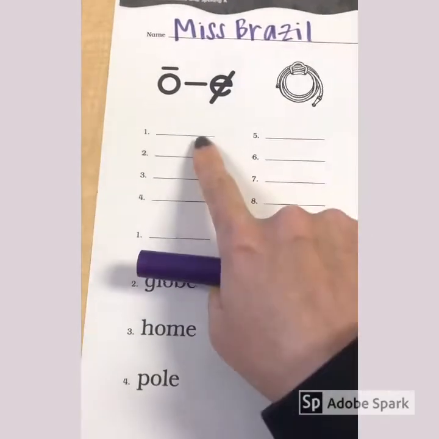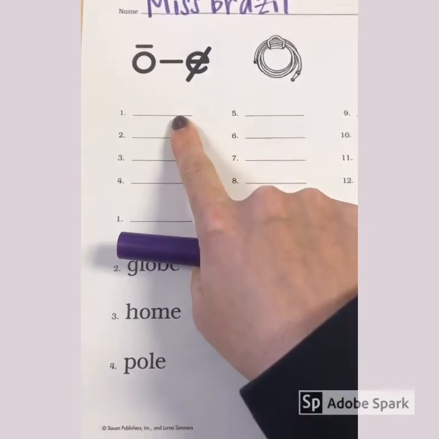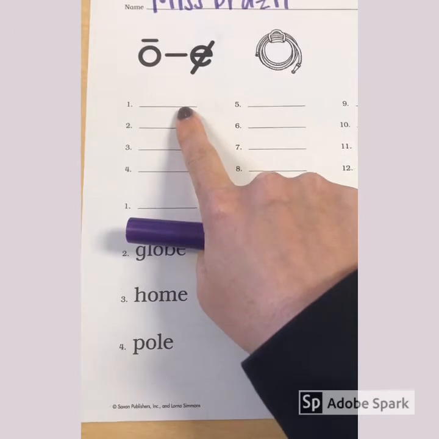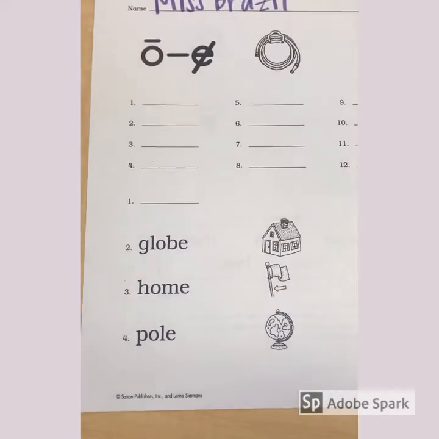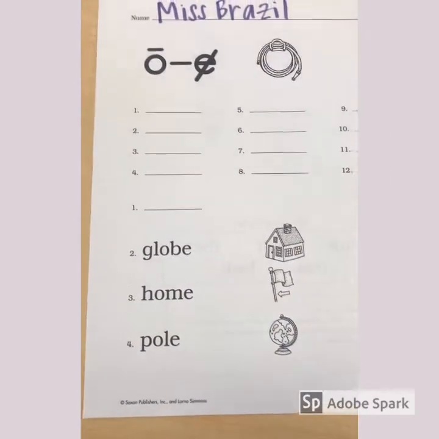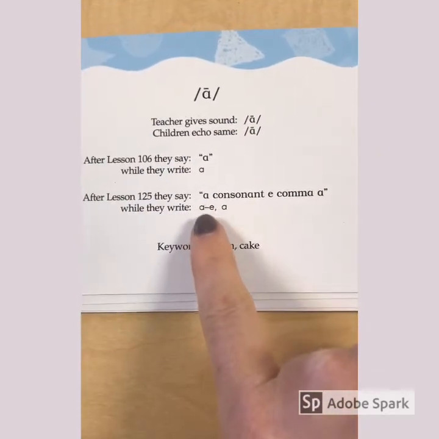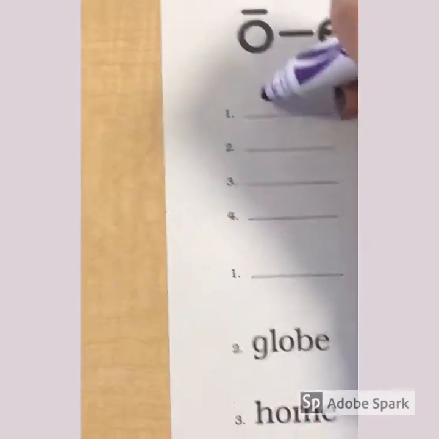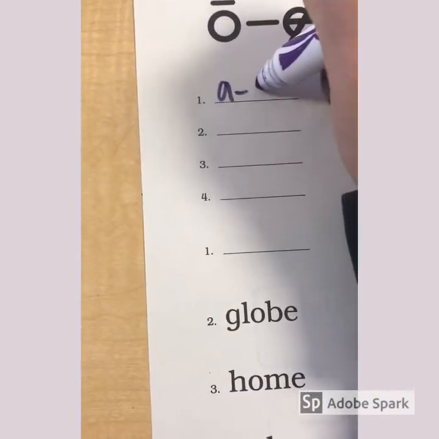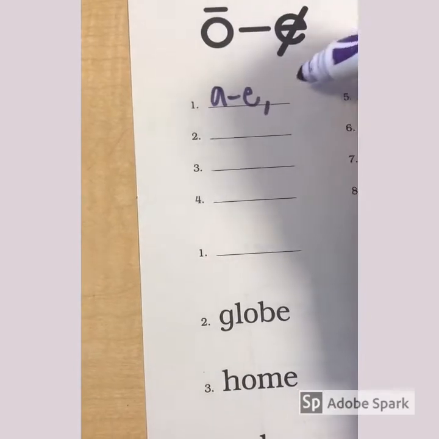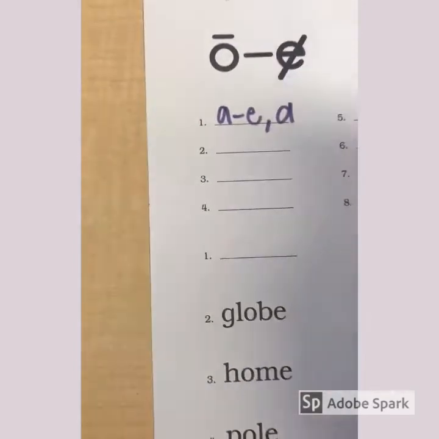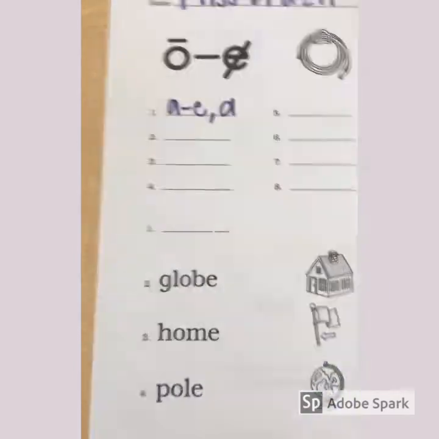Okay, number 1. This is a vowel. It makes the long A sound. Which vowel makes the long A sound? Remember? That's right, it's A, consonant, E, the vowel A. So on your paper, I want you to write A dash E, long A sound.